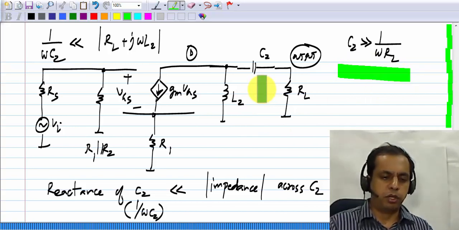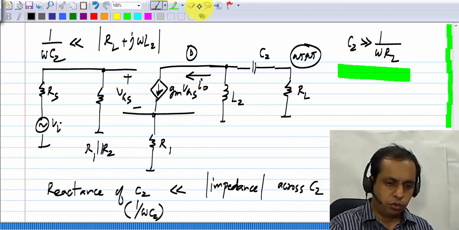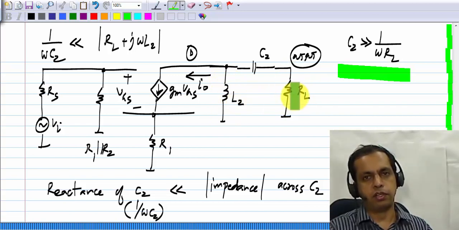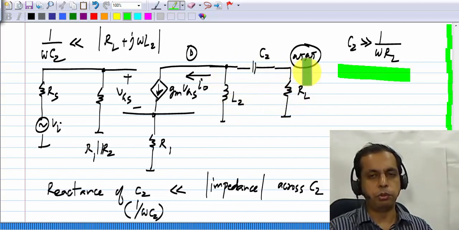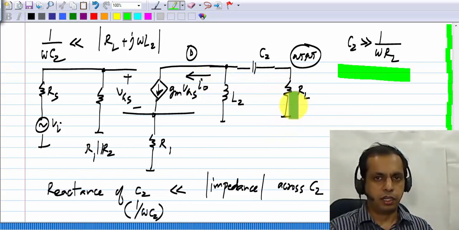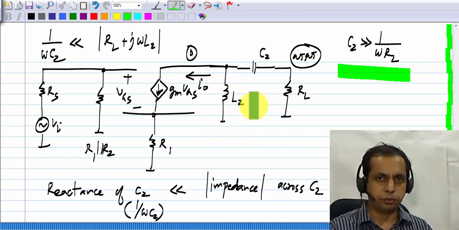So it is possible to AC couple the output current I0 into a load resistance. If you choose the reactance of L2 to be much more than that of RL and the reactance of C2 to be much smaller than that of RL, all of this I0 will go into RL. The only problem with this is that inductors are usually very bulky and they are not very commonly used.